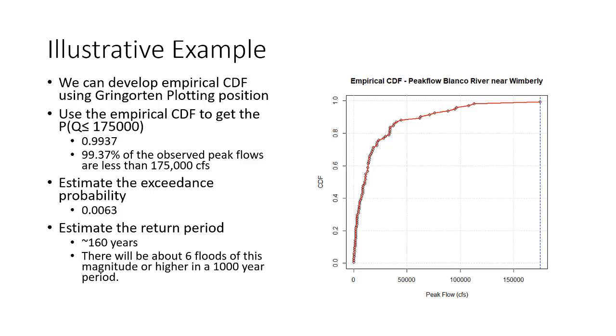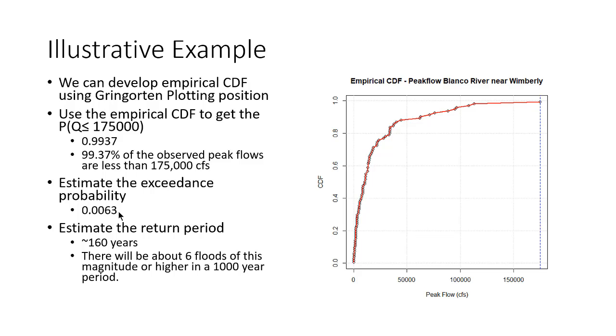So 1 minus 0.9937 is 0.006463, and that is your exceedance probability. So the exceedance probability is 0.0063. So there's a very, very small chance that this flow will be exceeded. Nonetheless, if that flow were to be exceeded, then we are going to have a flood that's more devastating than what we saw with the 2015 Blanco River flood.